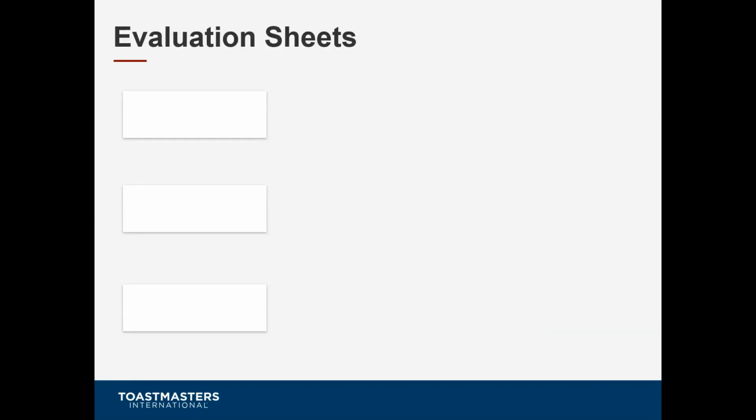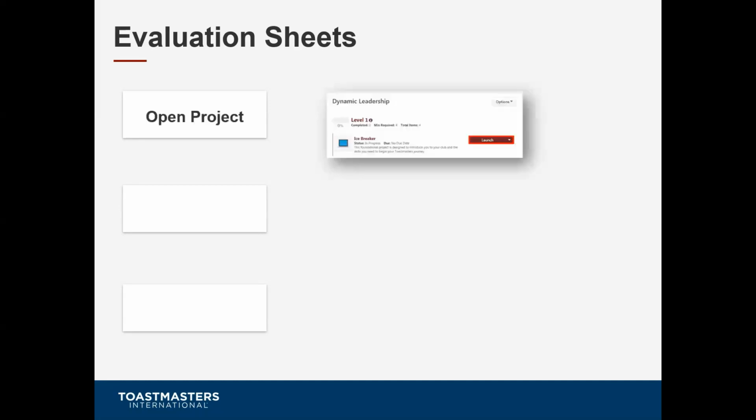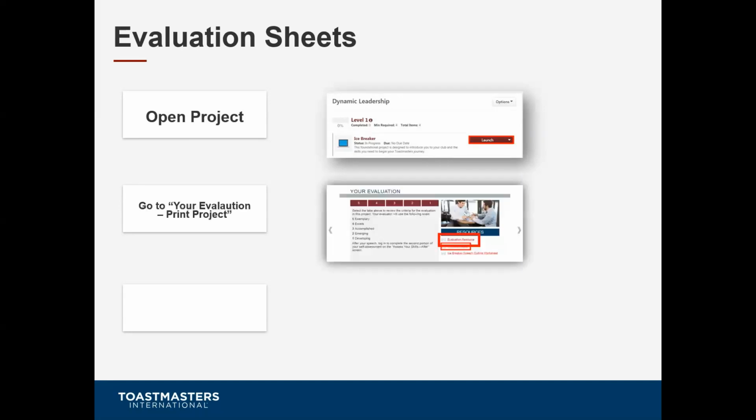The next thing is the evaluation sheets. Now, there's actually two ways of getting this, both through Basecamp. And this is really useful either A, to bring to your evaluator when you're doing a speech, or if you are an evaluator, you can get these up if the person doesn't have them available. Maybe they don't have access to a printer. So again, we start with opening the project from the project page. And either you can open the project and go to the Your Evaluation tab and press Print Project.